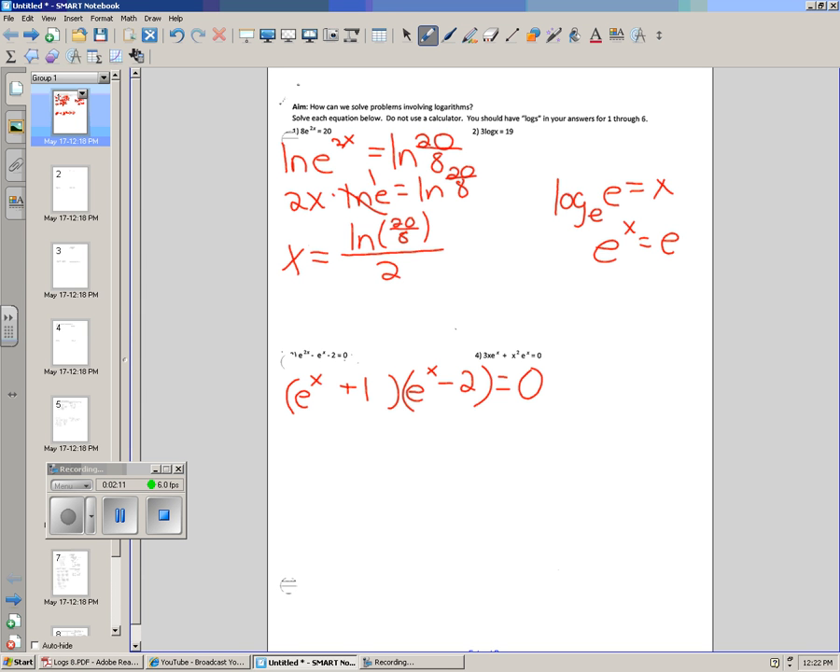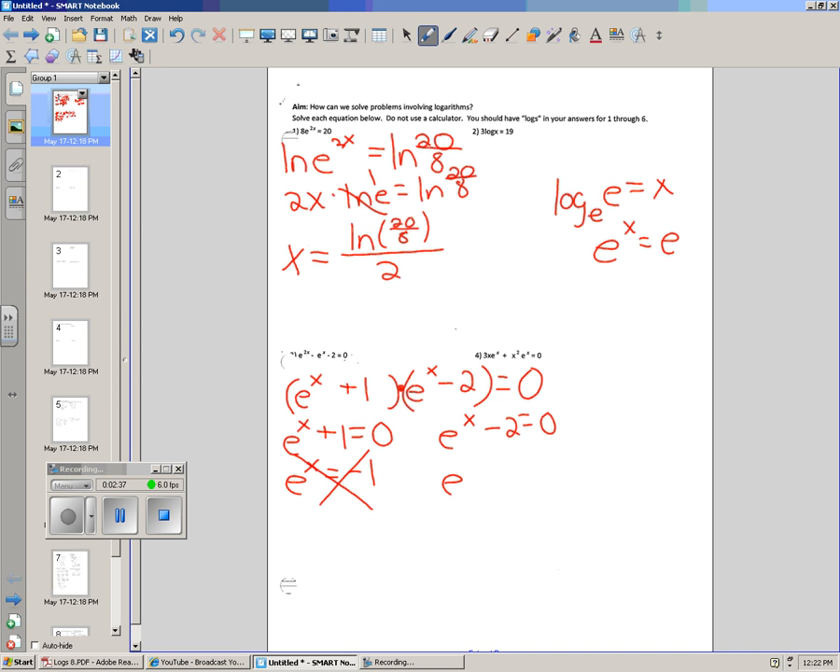Now, when we solve the first part, we know that two terms multiply to give us 0. So either the first term is 0 or the second term is 0. Okay, so if we solve this, we get e to the x equals negative 1. But 2.7, or a number close to 2.7, with an exponent cannot be negative, so there's no solution here.